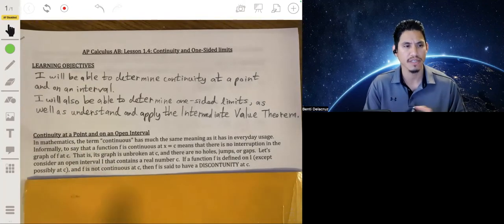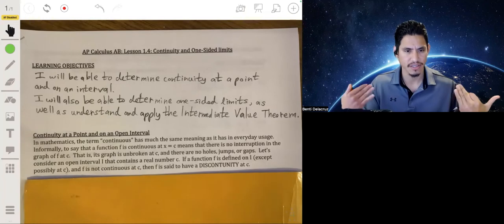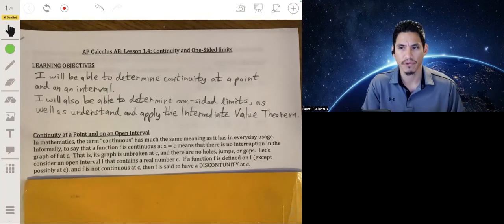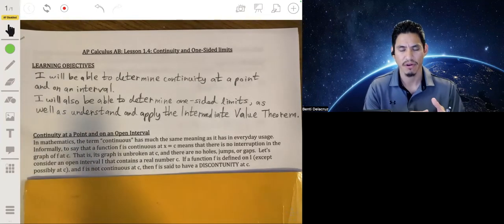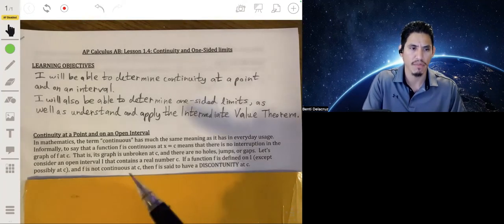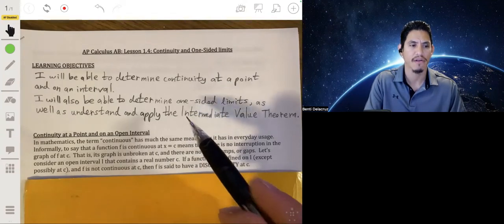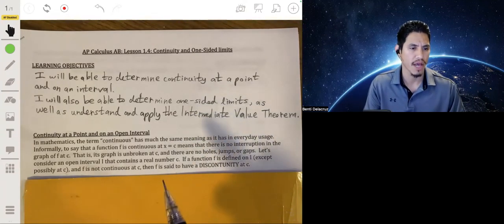Anyways, so starting off, we're going to talk about what it means for a function to be continuous, and it's pretty much the same meaning as you would think in everyday life. It's just that the graph of the function doesn't stop, doesn't have any holes, doesn't have any jumps. One way to remember is the pencil rule. If you can draw the graph without having to pick up your pencil or pen, then the graph is continuous.